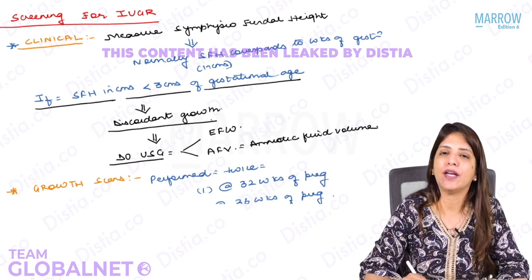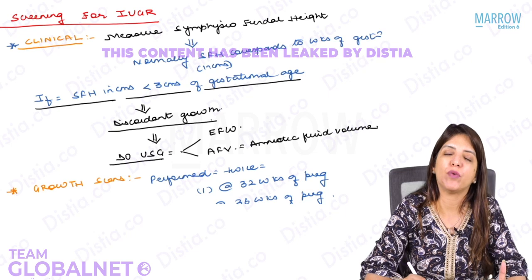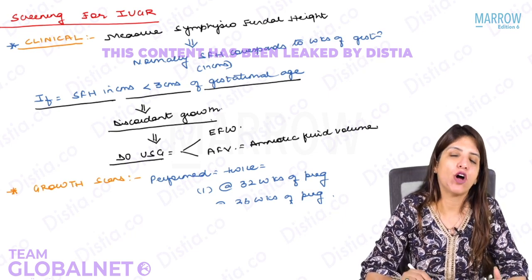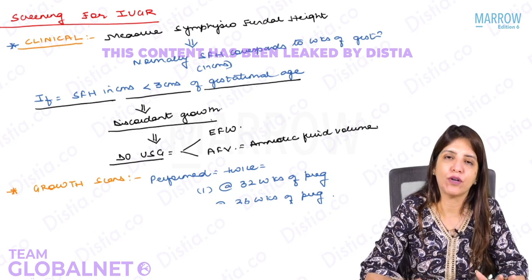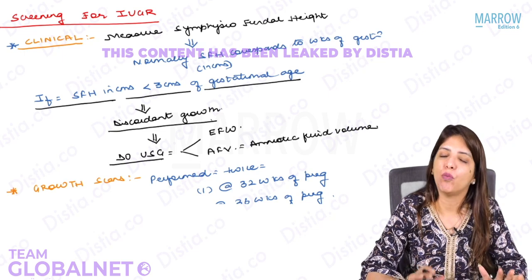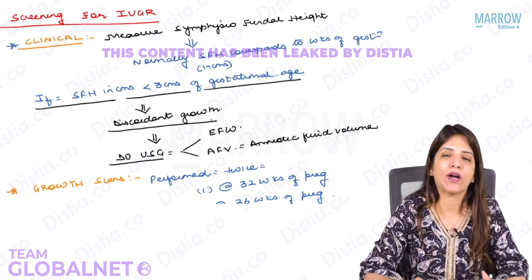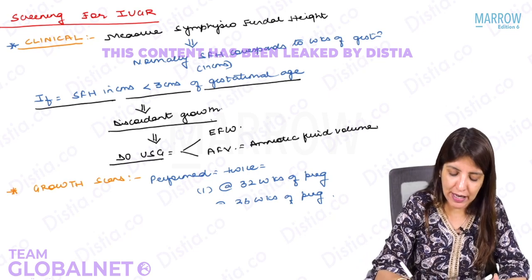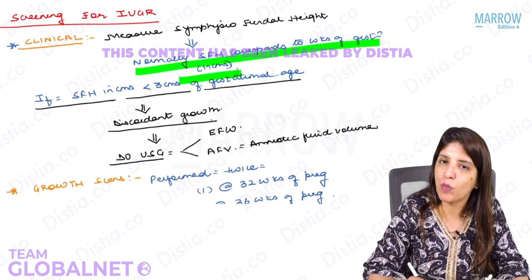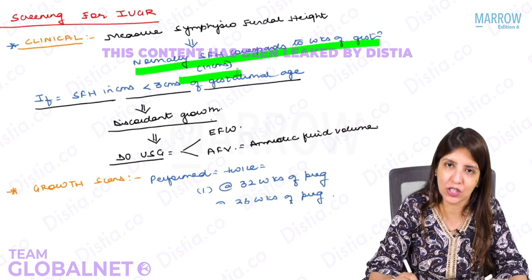I have told you in antenatal patients that whenever they come to you for their antenatal visits, from say third trimester onwards, you have to measure their symphysiofundal height. Normally, the symphysiofundal height in centimeters corresponds to the weeks of gestation.